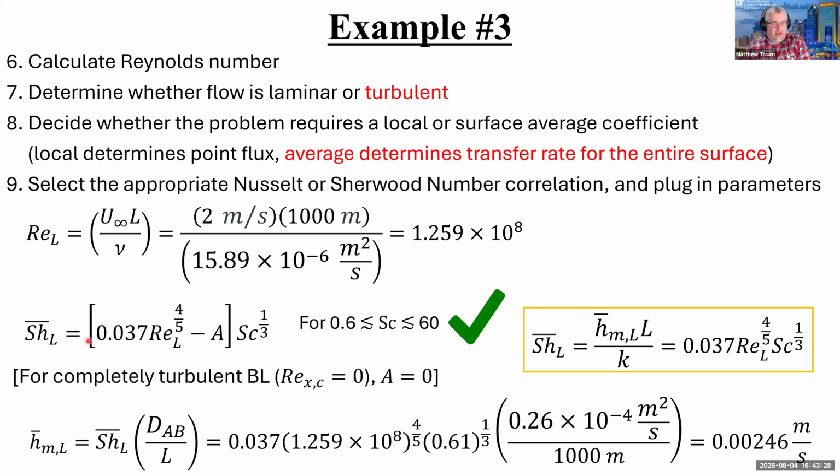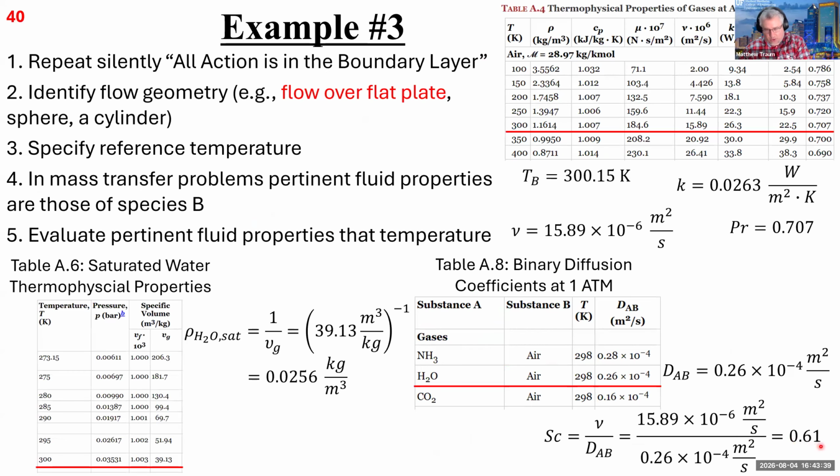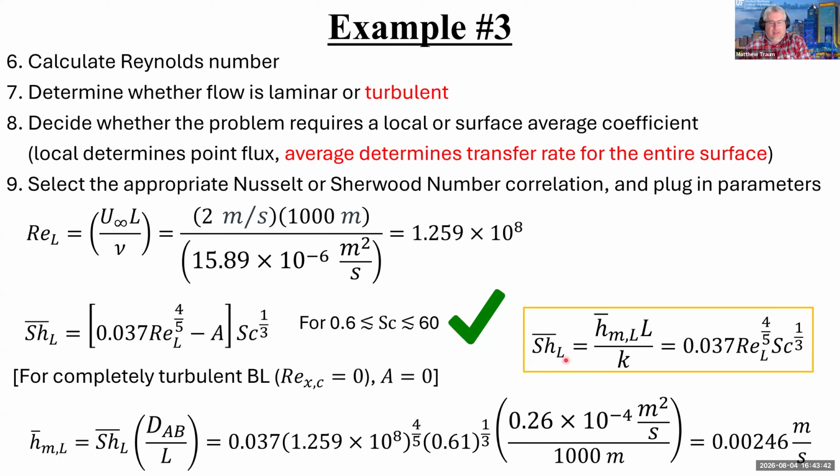All I've got then is this first part of it multiplied by the Schmidt number to the 1/3 power. I do need to check to make sure that the Schmidt number is between 0.6 and 60. It's 0.61, so I'm in good shape there. And then here's the correlation, just this rewritten without the A in it, because A equals 0. I want to find this average mass transfer coefficient for the entire body of water. So I'm going to rearrange this to solve for h. So h is equal to the Sherwood number.